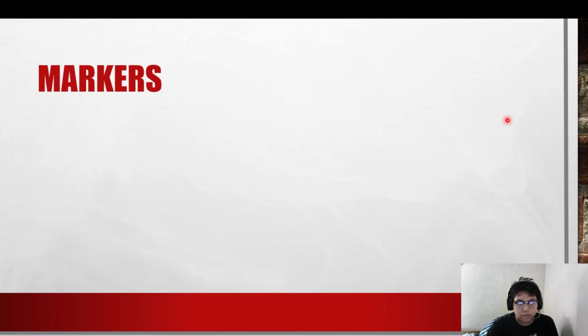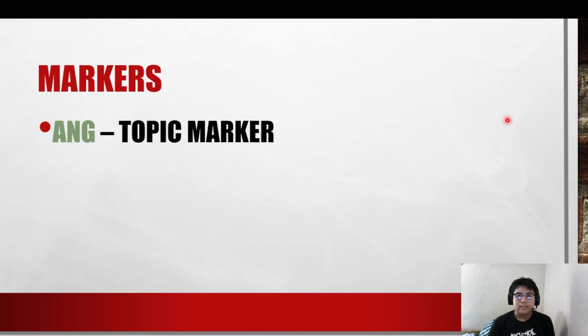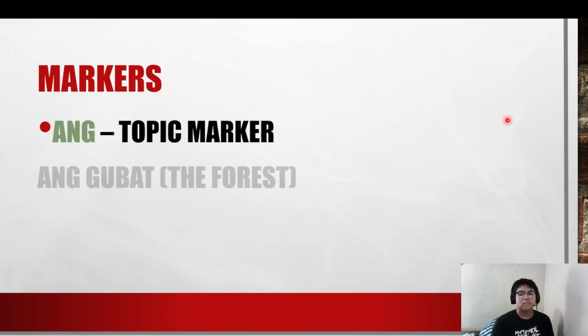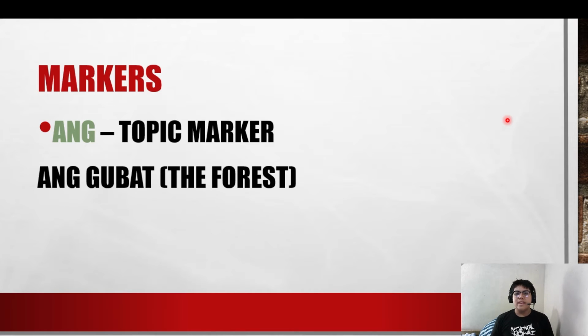We're going to look at some markers. Markers are a bunch of words that are used to identify this, identify that. Ang is a topic marker. It's kind of like the. Actually, you know what? It's a direct translation. Ang is the. Ang gubat, the forest, right?